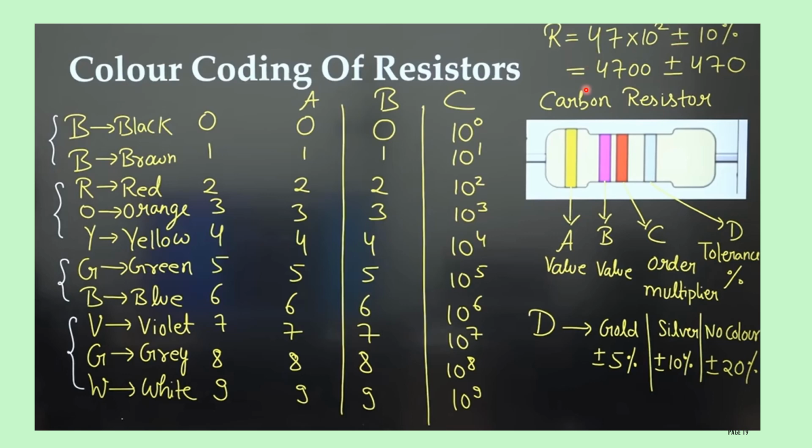Then this one you can write in another way also. 47 into 10 to the power of 2. 47, 10 to the power of 2 means 2 zeros. Therefore, 4700. Plus or minus 10% of 4700 is nothing but 470. Therefore the final value is 4700 plus or minus 470. In this way you can find the color coding of a given resistor.